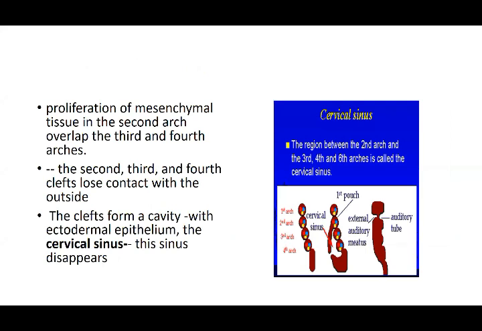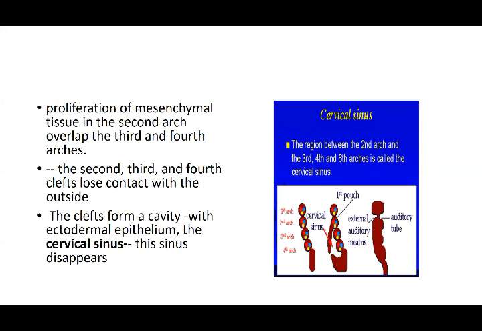Then the second arch. If you see this picture, first arch, second arch, third arch, in this middle picture, the proliferation of the mesenchyme of the second arch is going to grow so much, this long protrusion, that it's going to overlap the third and the fourth arches. When it overlaps, it becomes smooth. The clefts make the structure on the outside of the pharynx a smooth structure. And the gap which is there between this overgrown second arch and the clefts is given the name cervical sinus.